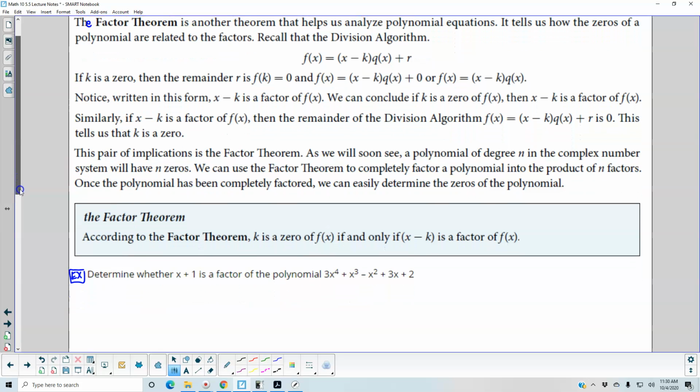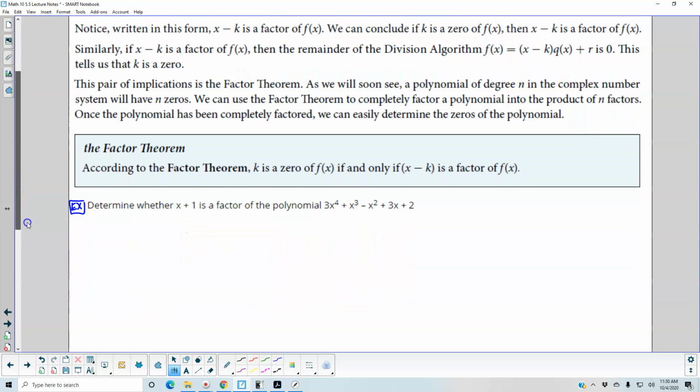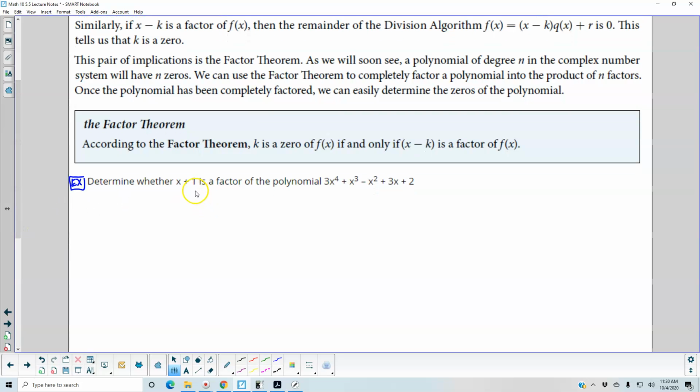So let's take a look at a couple examples. We want to determine whether x plus 1 is a factor of the polynomial 3x to the fourth plus x cubed minus x squared plus 3x plus 1. So we first need to figure out what is the value of k. Well, remember that this is x plus 1. If we want to set it equal to 0, then the value of k is going to be negative 1, or recall that this is x minus a negative 1.